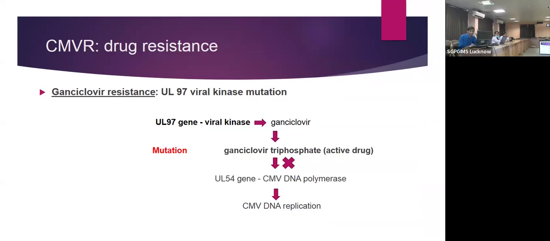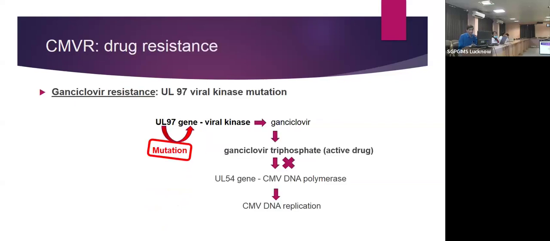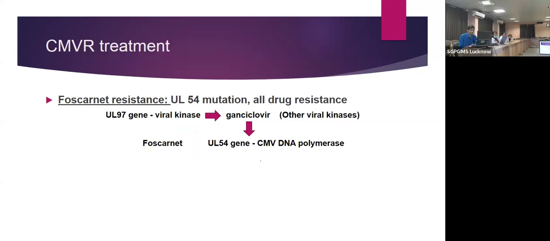This is important: how is resistance created? In ganciclovir resistance, the virus mutates its kinase gene. When it is mutated, ganciclovir no longer remains useful. Because of this mutated kinase, ganciclovir cannot bind to the new kinase, and the virus starts replicating again, as you can see. Because the mutated kinases don't bind to ganciclovir, the replication starts again.